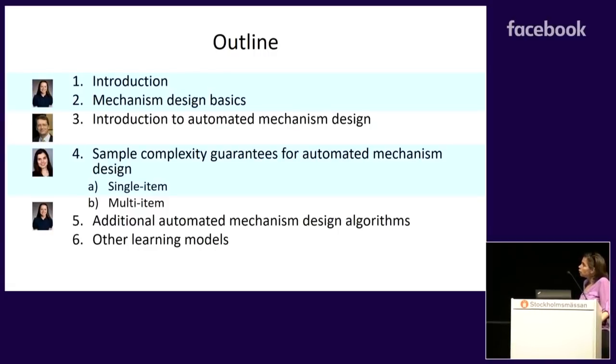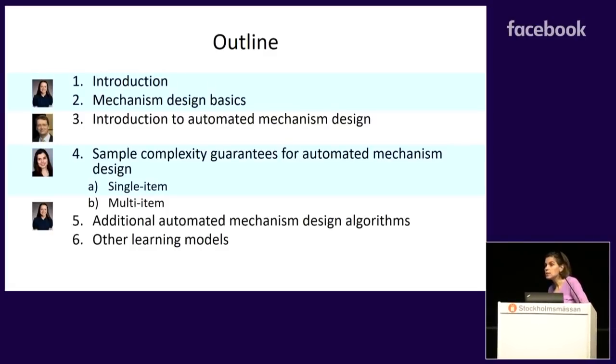And in this tutorial, we'll focus in particular on an exciting new approach to mechanism design called automated mechanism design, that uses machine learning and optimization in order to design mechanisms based on data. So this is a very exciting topic at the intersection of machine learning, game theory, optimization, and so on.